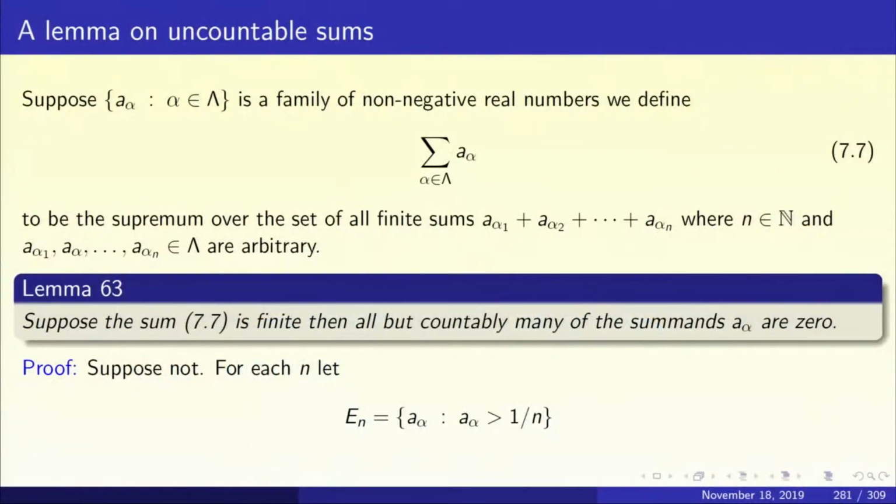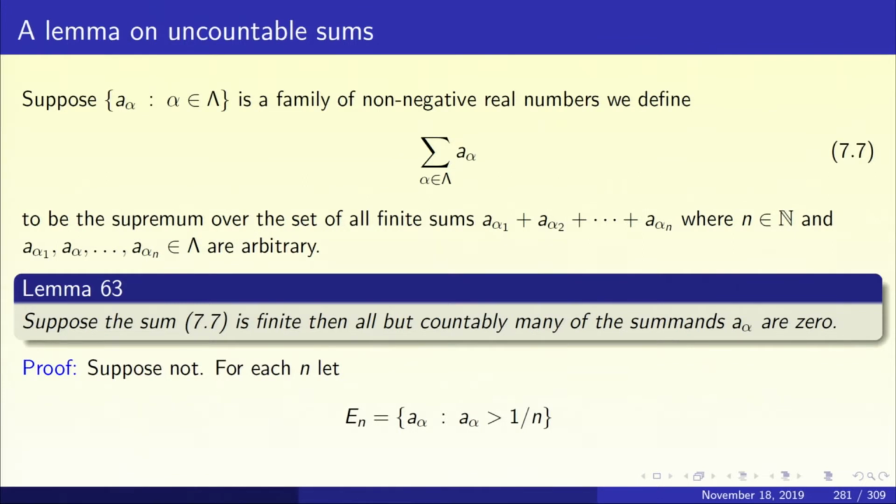So, if the supremum that we are talking about is finite, then necessarily most of the A alphas must be 0 and the non-zero ones can only be countably many. So, in other words, effectively the sum 7.7 reduces to a countable summation. The uncountable sum 7.7 collapses to a countable sum. This is what the lemma is trying to tell you. The proof of the lemma is very easy.